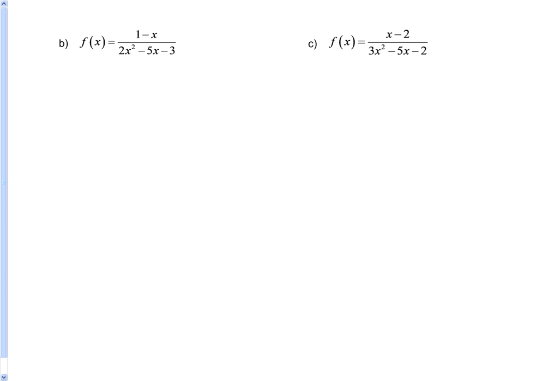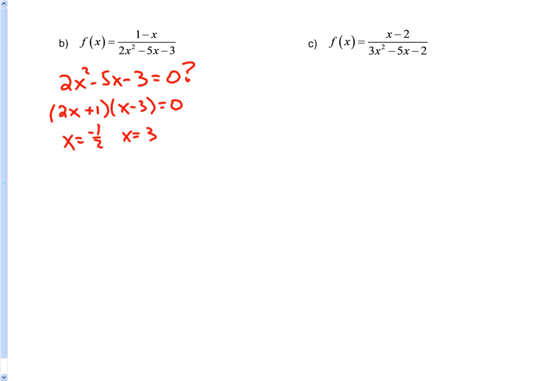Here are two other functions. Letter B, f of x equals 1 minus x over 2x squared minus 5x minus 3. Again, we're interested in when is the denominator 0. This is a quadratic, so perhaps it will factor. And in this particular case, it does. Factors into 2x plus 1 times x minus 3. And so our zeros, or the values that create the 0, would be negative 1/2, positive 3.